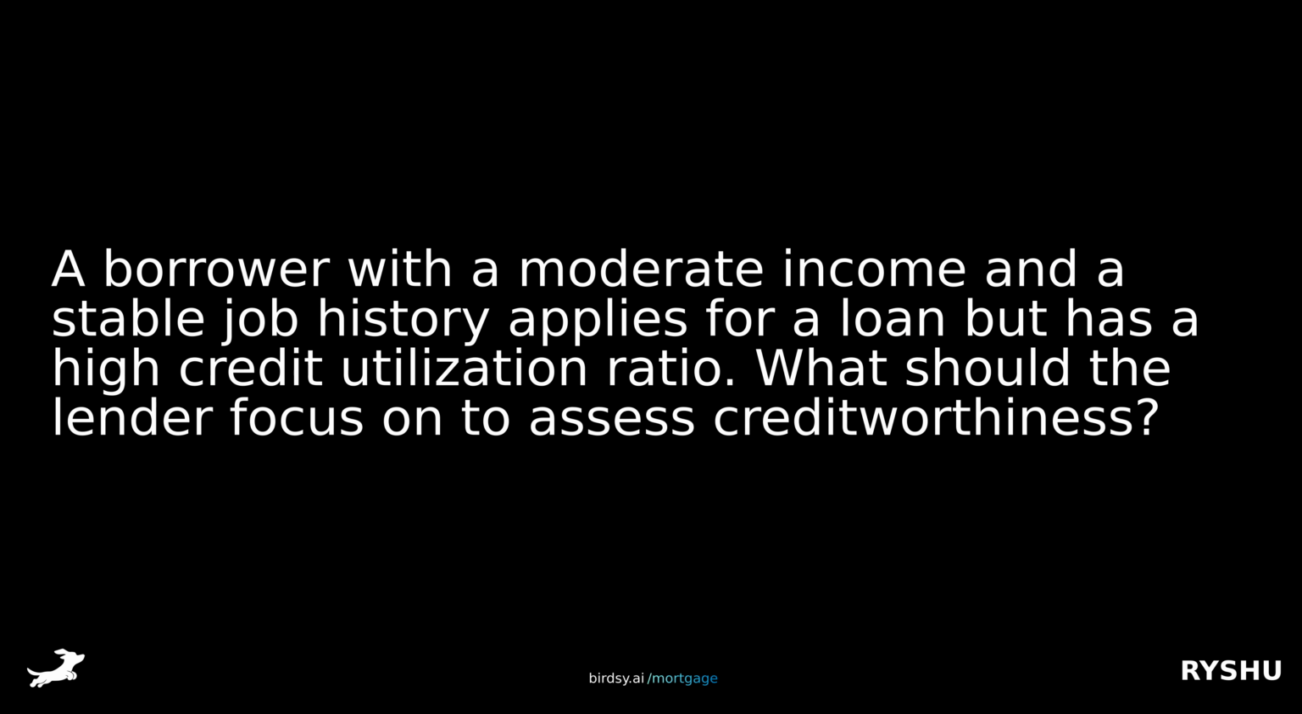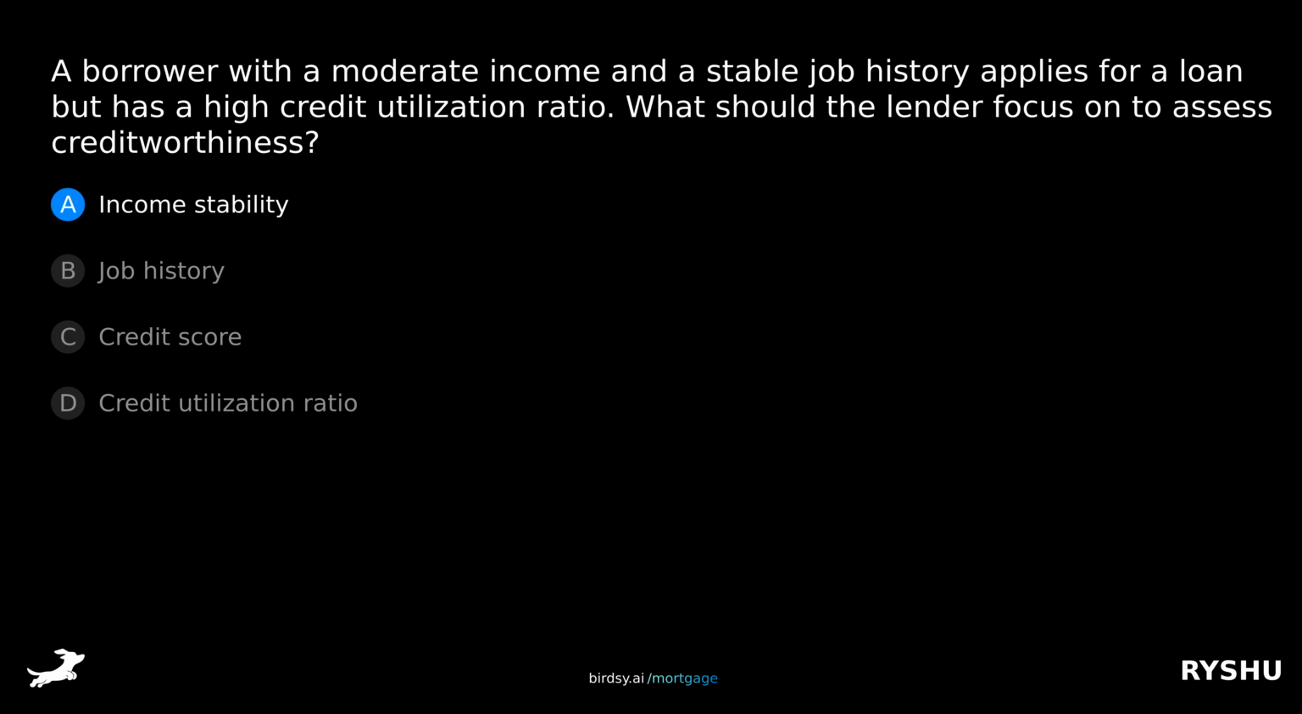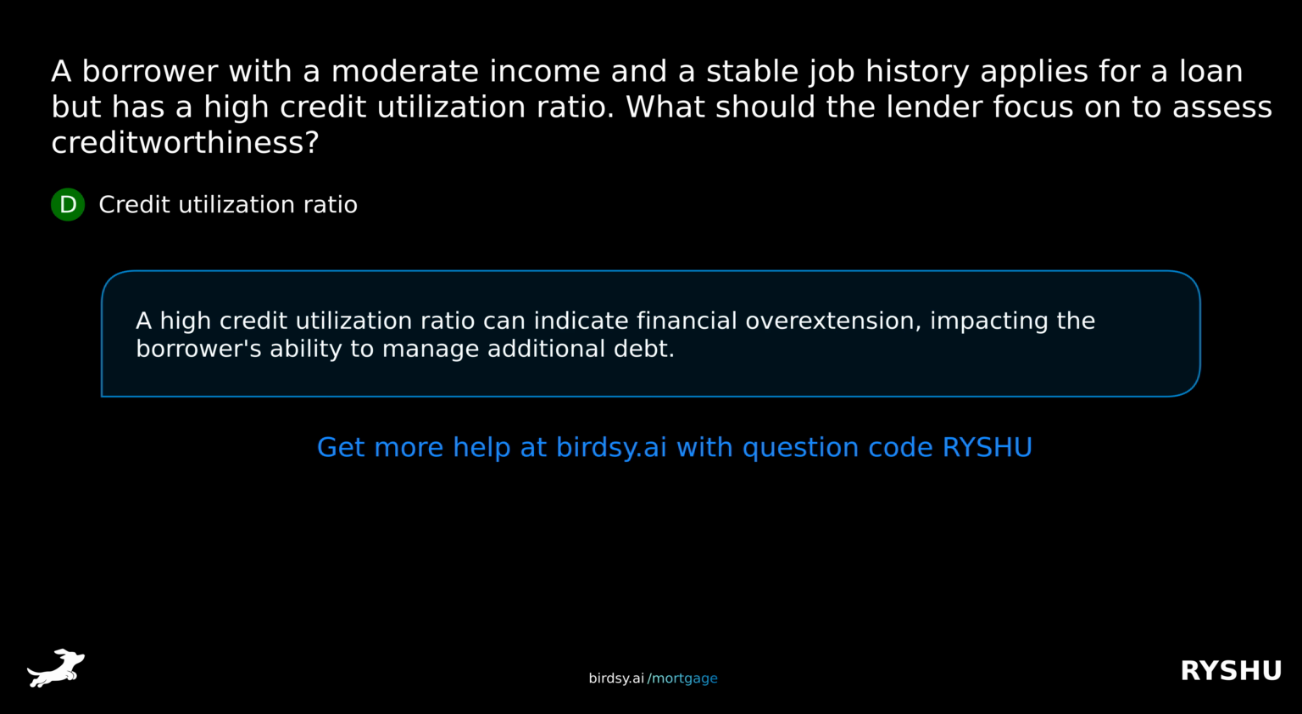A borrower with a moderate income and a stable job history applies for a loan, but has a high credit utilization ratio. What should the lender focus on to assess creditworthiness? Is it A, income stability, B, job history, C, credit score, or D, credit utilization ratio? The answer is D, credit utilization ratio. A high credit utilization ratio can indicate financial overextension, impacting the borrower's ability to manage additional debt.